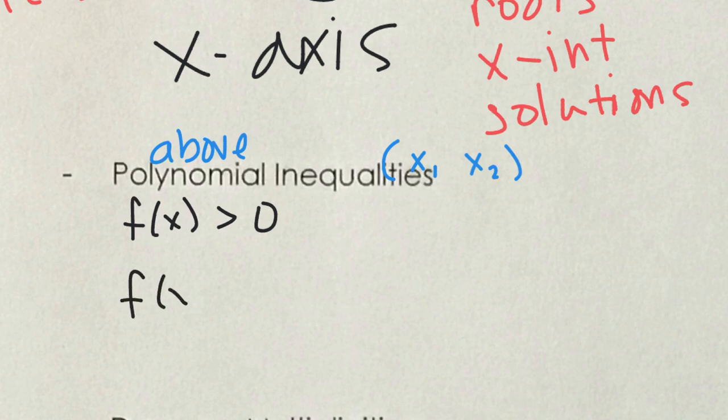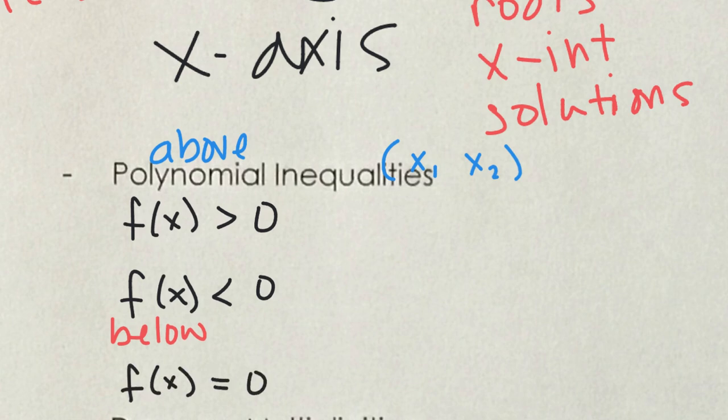Or we want to know where our graph is negative. When is it below the x-axis? Okay, if f of x is less than 0, we're talking about when is the graph below the x-axis. On what x interval is that happening? Or we can talk about when is our function on the x-axis, right, equal to 0.